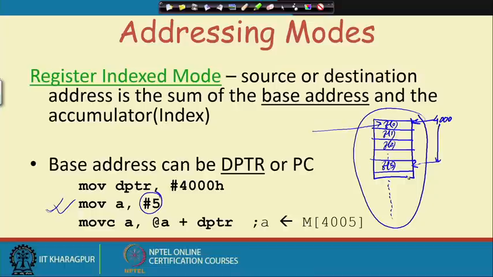What does this instruction do? With the DPTR, the value of the A register will be added, and the @ applies on this whole thing, @ on A plus DPTR. That is the semantics. That value becomes 4005, so memory location 4005's content comes to the accumulator. That way you get the content of this location.